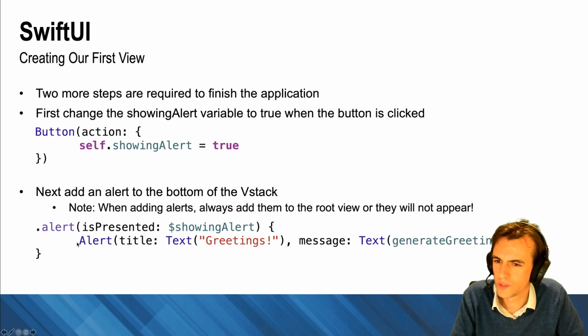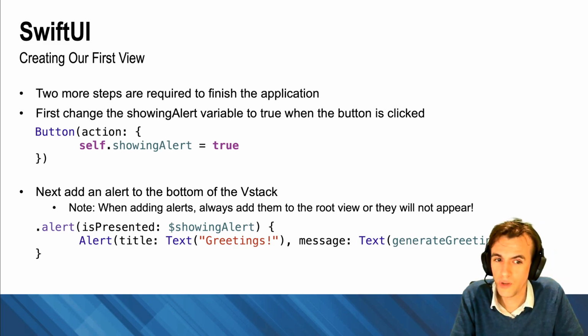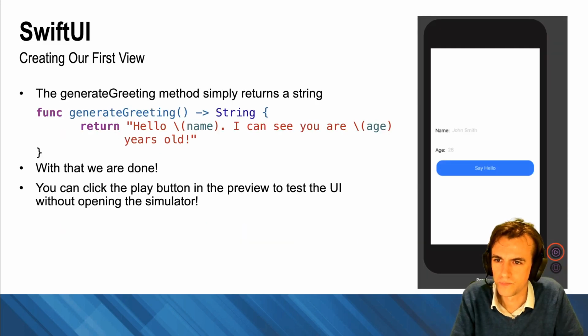So what is the alert itself? It's the alert object. It has a title and a message, and this is just a string literal in a text object, and it's a message that comes from a method called generateString, and that method is pretty much exactly what you would expect it to look like. Just a function that returns a string, and it refers to the properties of the class, and that's it. And we can do live previewing and see how this works.